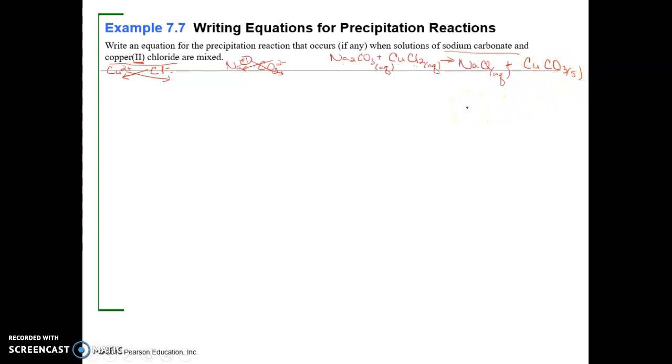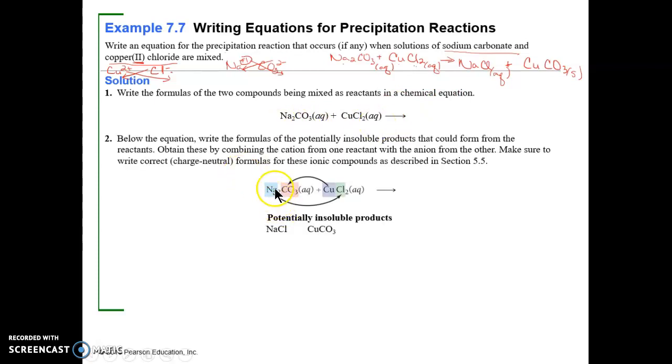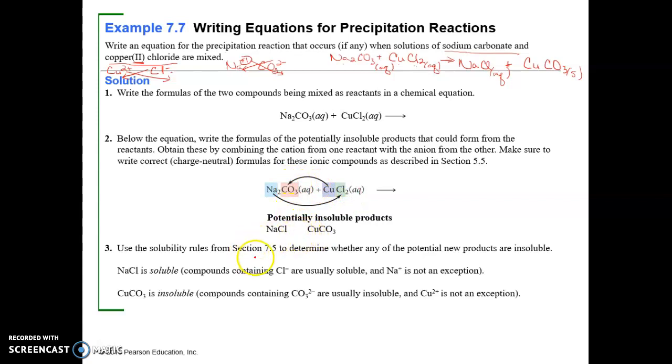All right, so let's now see what they did. They started with the formula like we just did, okay? Then the cation of this one goes with the anion of this one and vice versa. Okay. Then it tells you to take a look at the solubility rules, which we just did. We went back to the page and looked at the solubility rules. We found that NaCl is soluble and CuCO3 is insoluble.